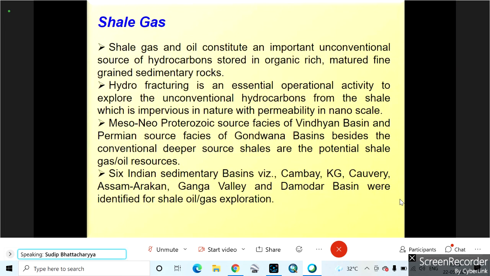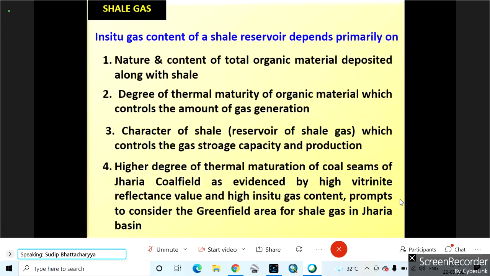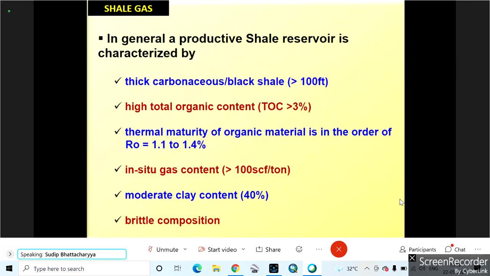Hydrofracturing is a very important parameter, and for shale gas, the character of the shale controls the gas storage capacity and production. Just you see over here, the degree of thermal maturity of organic material is very much important. For this we go for total organic carbon and Rock-Eval pyrolysis analysis. As you see, the properties: a thick carbonaceous shale should be there, and total organic carbon must be greater than 2 or 3%.